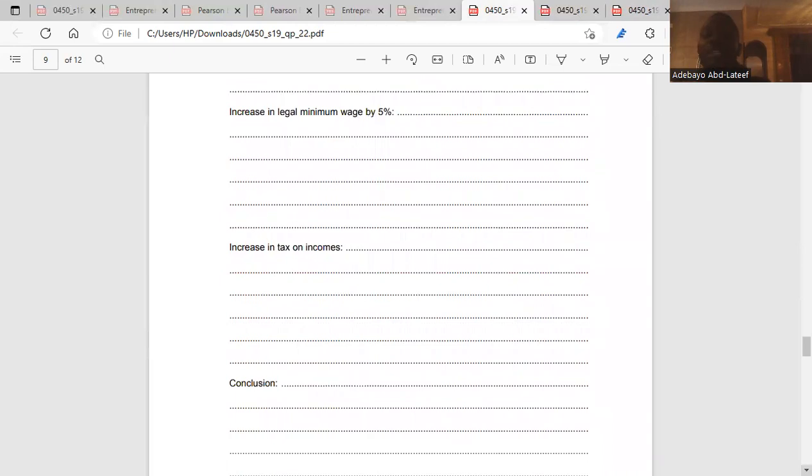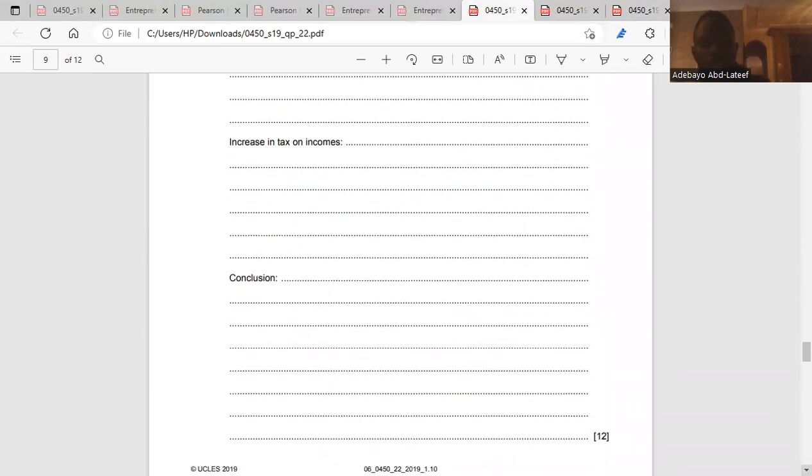Then C, increase in tax on income. If there's a tax increase on income, the disposable income will fall. People will not be able to buy more, so the demand might fall for WA furniture. But remember, WA furniture is quality products, so customers might not mind buying them. Is it clear?